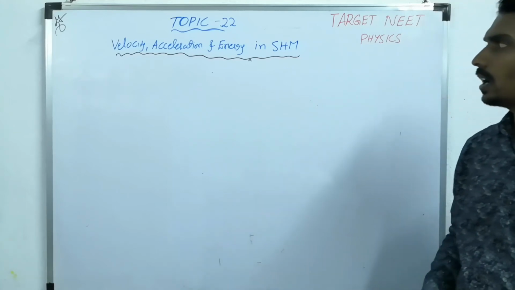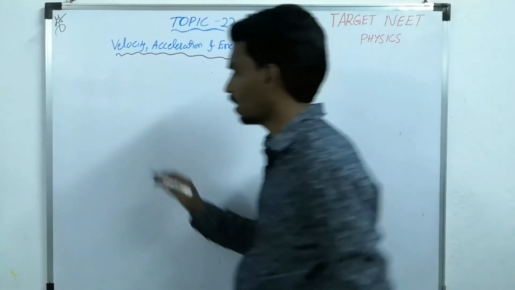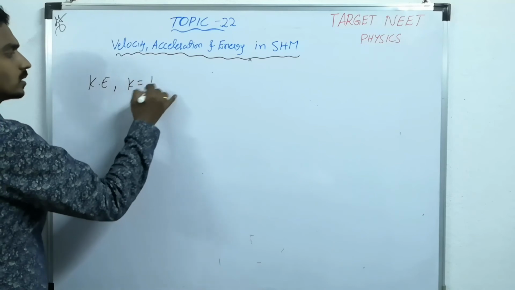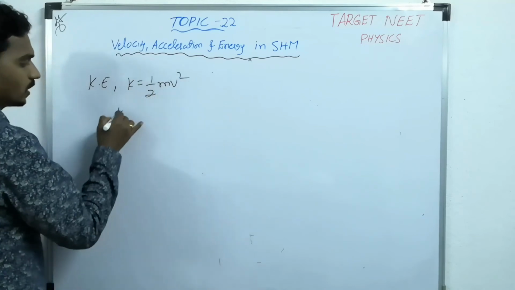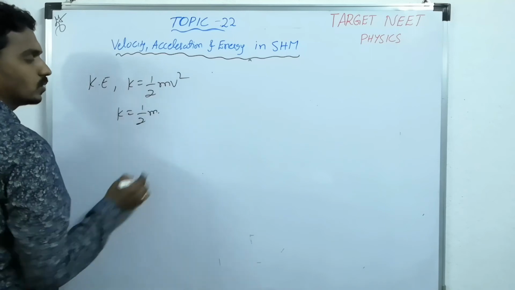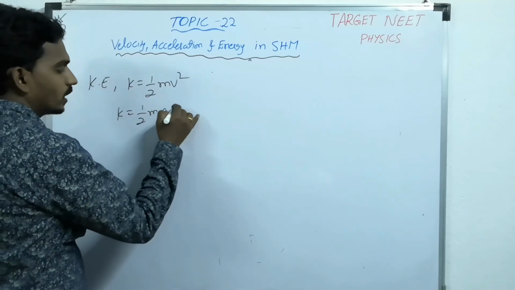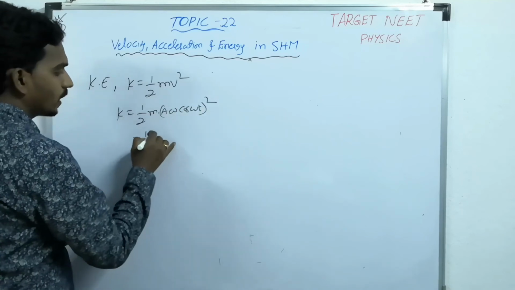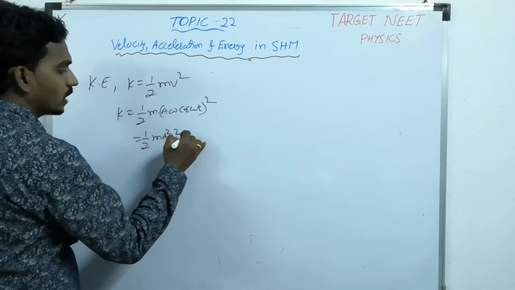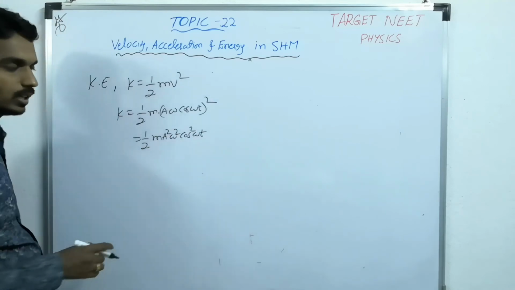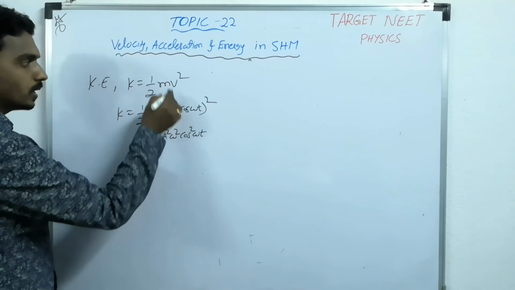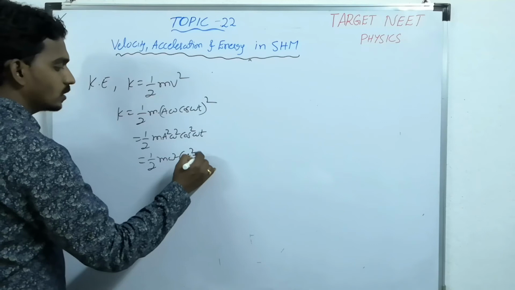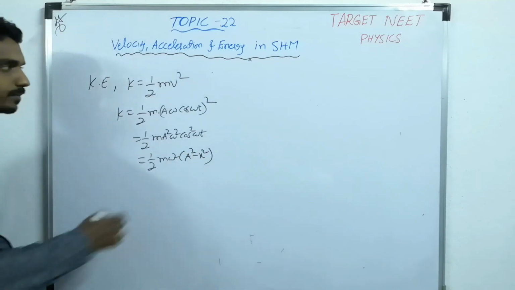So energy of a body in SHM: if you consider the kinetic energy, what is it? Half m v square. So half m times v, which is a omega cos omega t, whole square. So half m a square omega square cos square omega t in terms of time. In terms of displacement, if you substitute, half m omega square times a square minus x square.